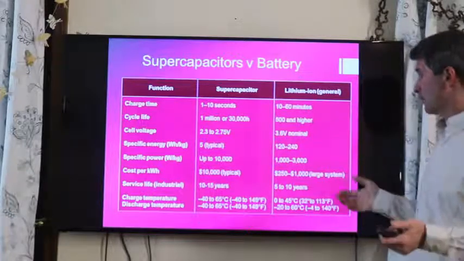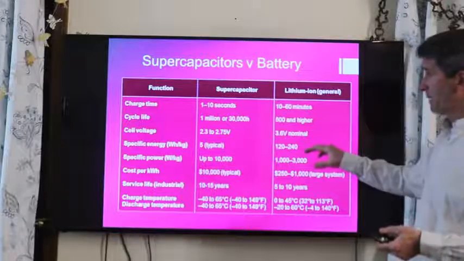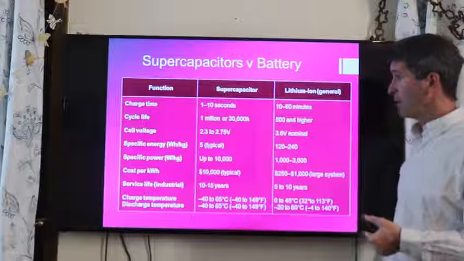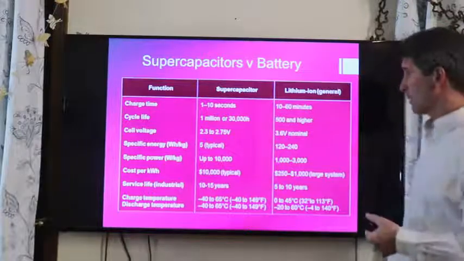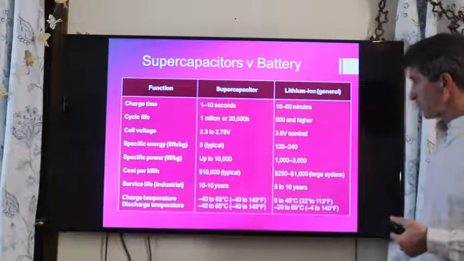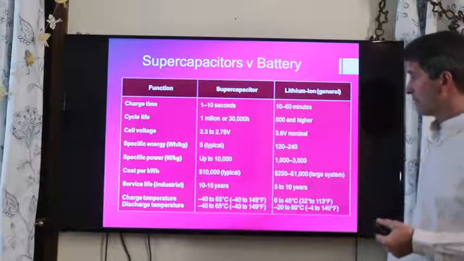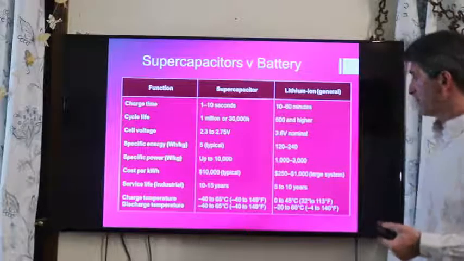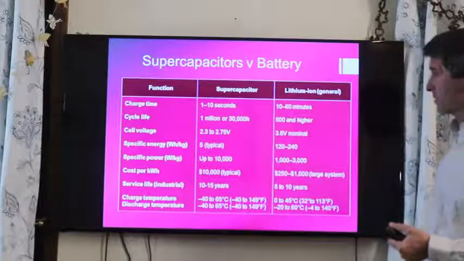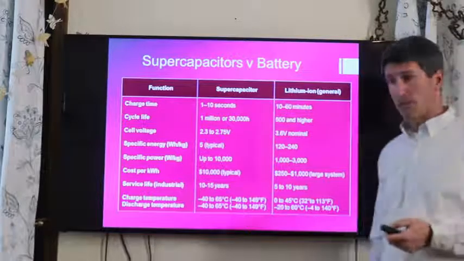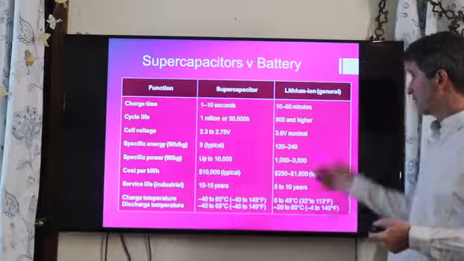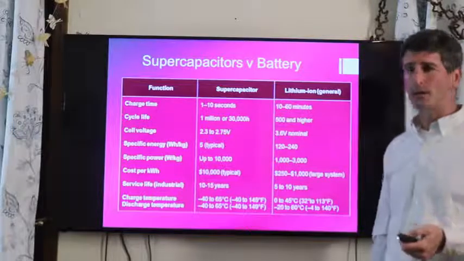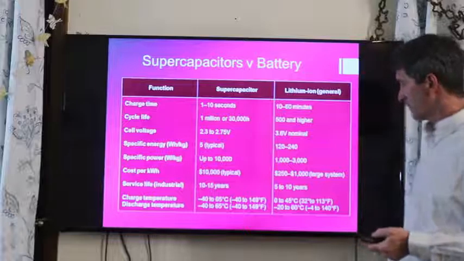Voltage, 3.6 volts, that's what we expect from a battery. Here's the specific energy, 120 to 240 watt hours per kilogram. Specific power, can only get about 1,000 to 3,000 watts out per kilogram of battery. Still, that's not bad, but you got to have fairly large batteries to generate that much power.